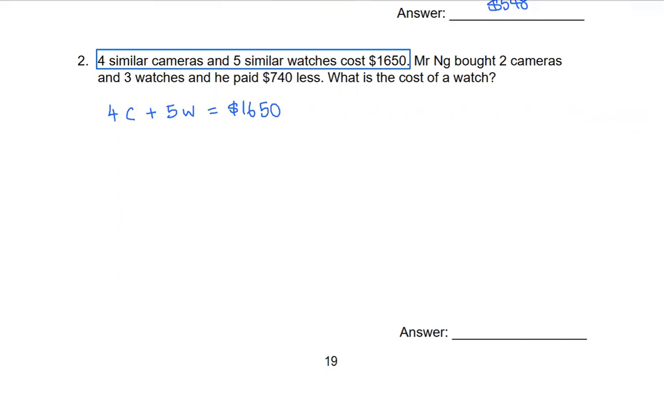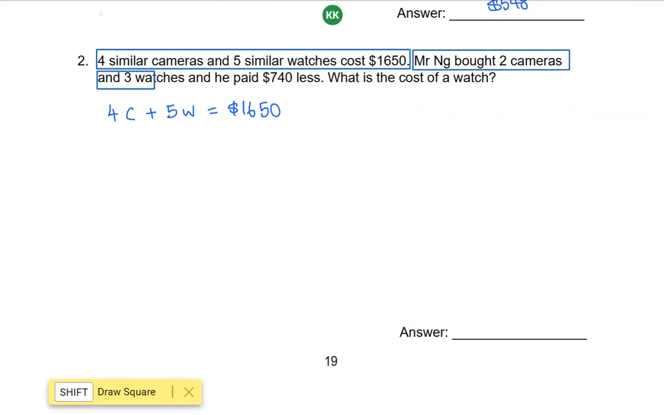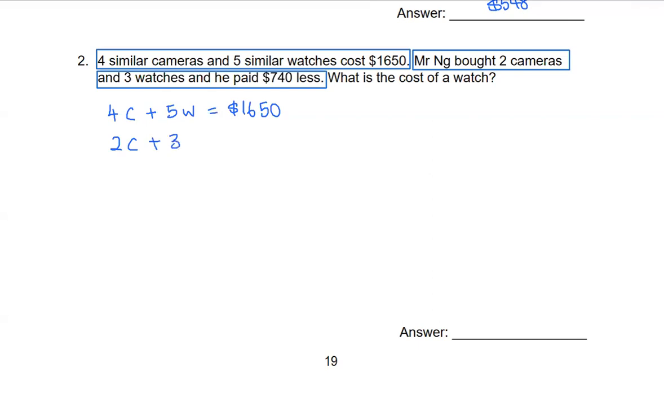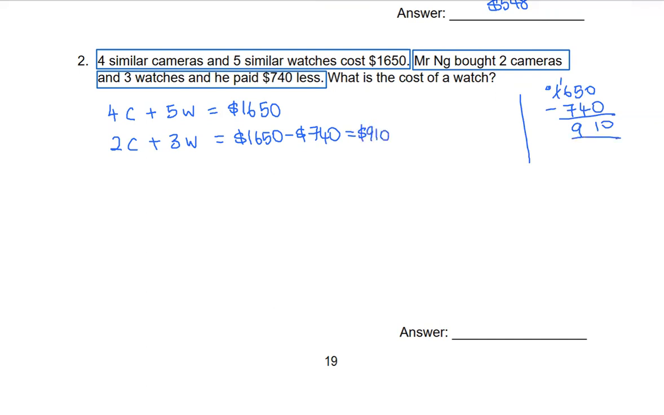So Mr. Ng bought 2 cameras and 3 watches. The second sentence says he bought 2 cameras and 3 watches and he paid $740 less. Let's write it down. So 2 cameras and 3 watches is going to cost me $740 less. What is $740 less? I'm going to do some working. Which is $910. And that's all the information we have. So what's the cost of one watch?